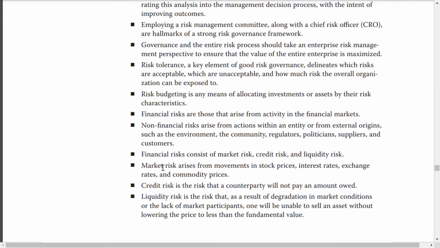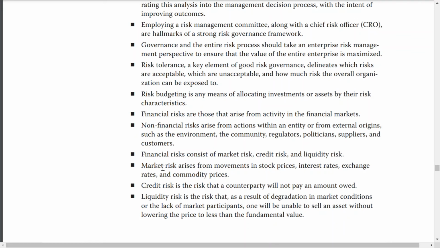Risk budgeting is any means of allocating investment or assets by their risk characteristics. Financial risks are those that arise from activities in the financial markets. Non-financial risks arise from actions within the entity or from external origins, such as the environment, the community, regulators, politicians, suppliers, and customers. Financial risk consists of market risk, credit risk, and liquidity risk. Market risk arises from movements in stock prices, interest rates, exchange rates, and commodity prices.